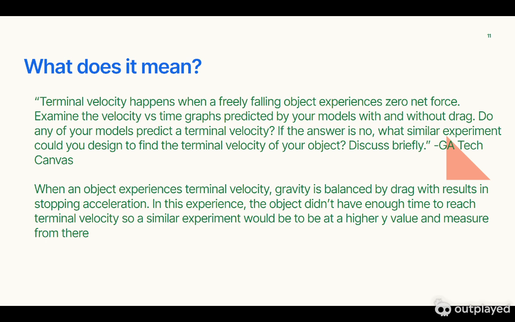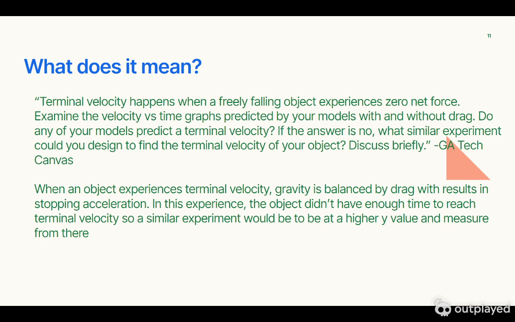What does it mean? Terminal velocity happens when a freely falling object experiences zero net force. Examine the velocity versus time graphs predicted by your models with and without drag. Do any of your models predict terminal velocity? If the answer is no, what similar experiment could you design to find the terminal velocity of your object?